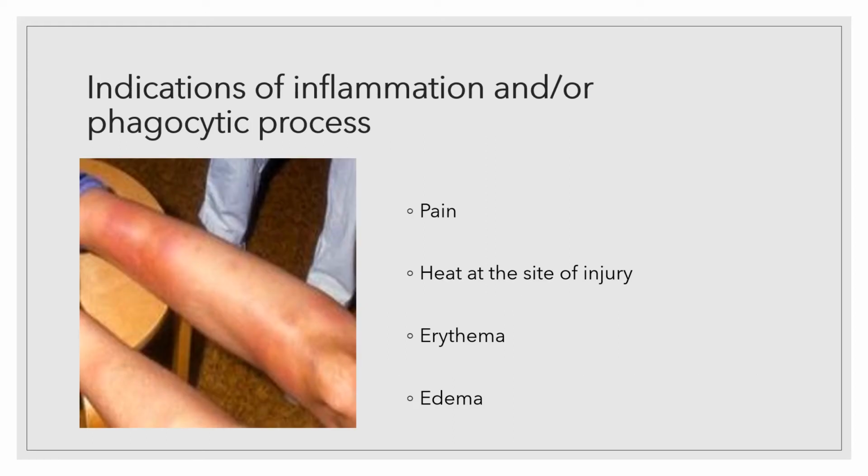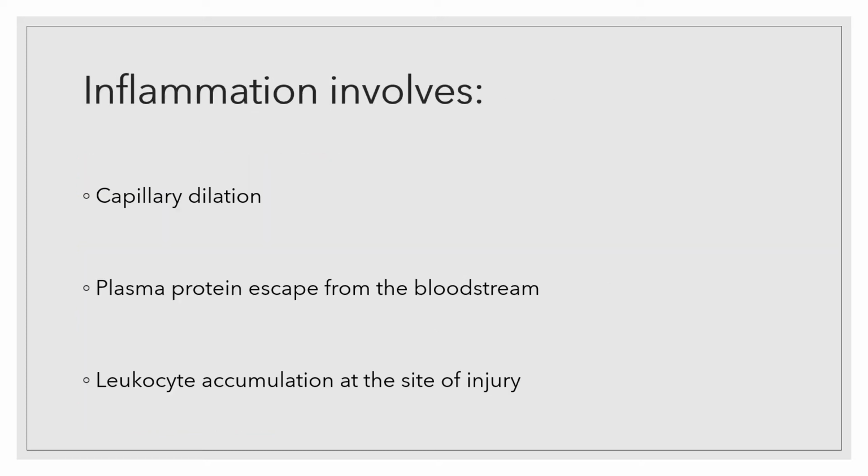Some signs that inflammation and the phagocytic process has occurred would be pain at the site of injury, heat at the site of injury, redness, and swelling. Inflammation involves several different things, including capillary dilation, plasma protein escape from the bloodstream, and leukocyte accumulation at the site of injury.